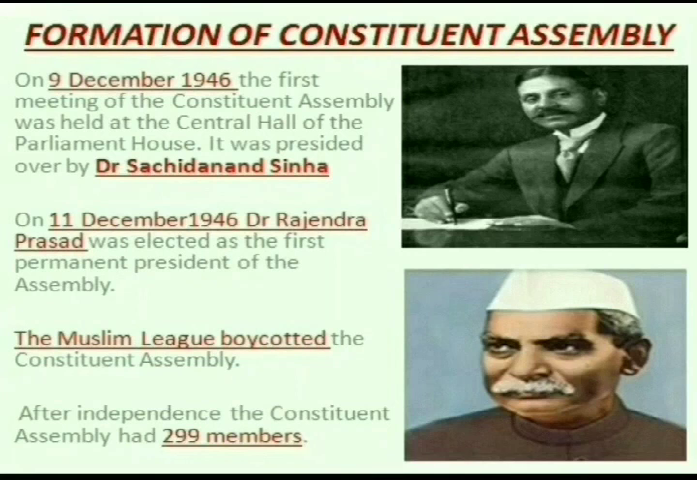As a result, after independence, the total strength of the assembly got reduced to 299 from 389 members. Between December 1946 and August 1947, when we got independence, the Constituent Assembly was functioning and had 5 sessions or meetings to discuss the various issues.